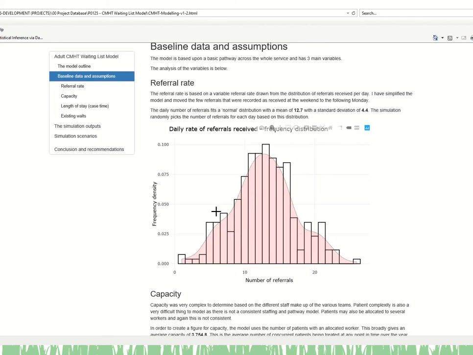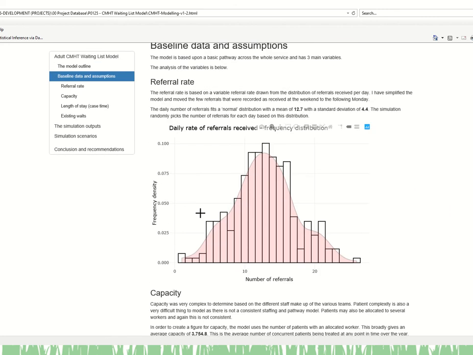Anyway, looking at this, I did some very basic baseline analysis, looking at the daily rate of referrals coming in. It's really nice to actually picture that and look at it. Within my system here, I have an average of 12.7. But hopefully you can see it is relatively normally distributed, but there is quite a spread of those referrals coming in. So, going back to my lovely dots flying around, that spread and distribution of referrals could really mess up a system if it wasn't pulled through.